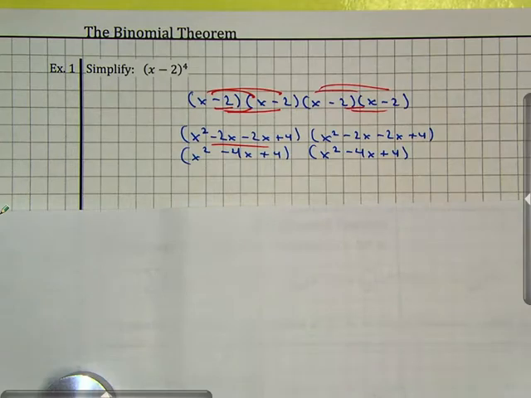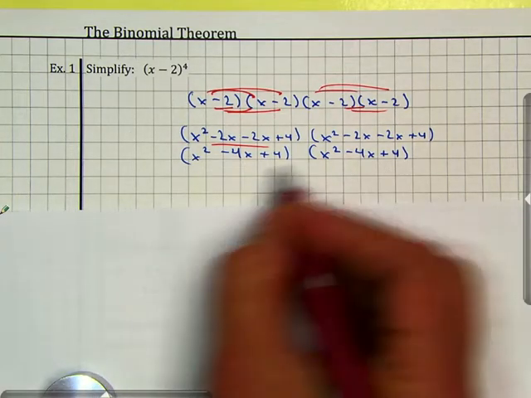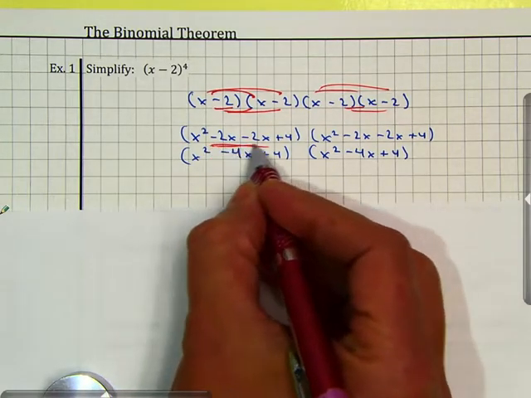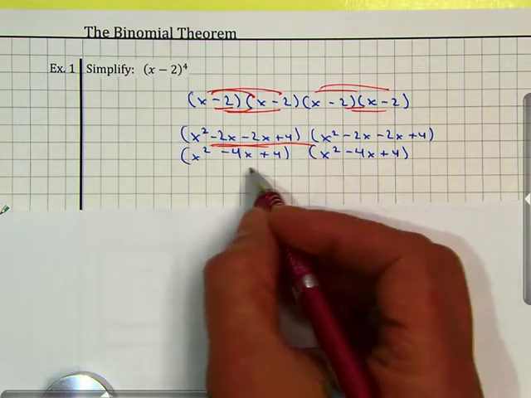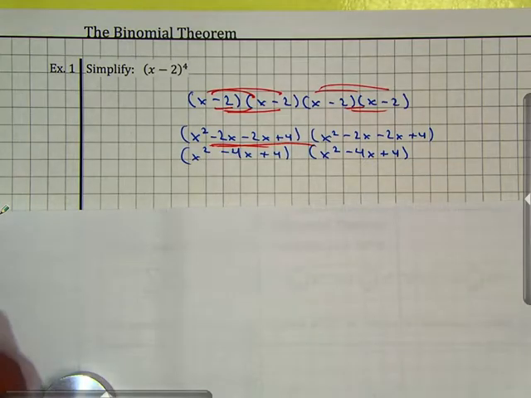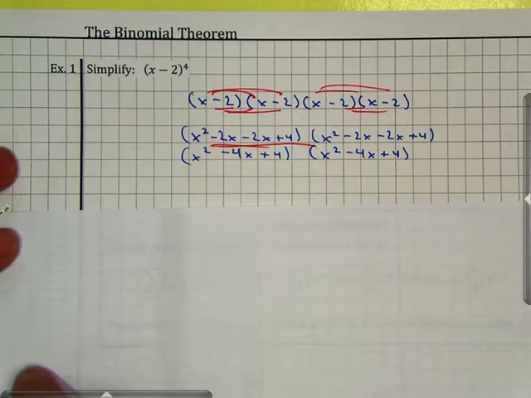And now multiply those two trinomials. So distribute the x squared to all three, the negative 4x to all three, and the 4 to all three. And then we can check our answers and see what you get. Go and pause it. Everybody's working on problem number 1. Excellent.